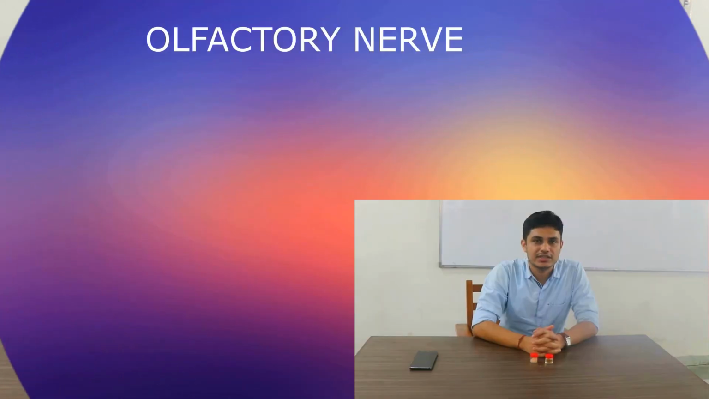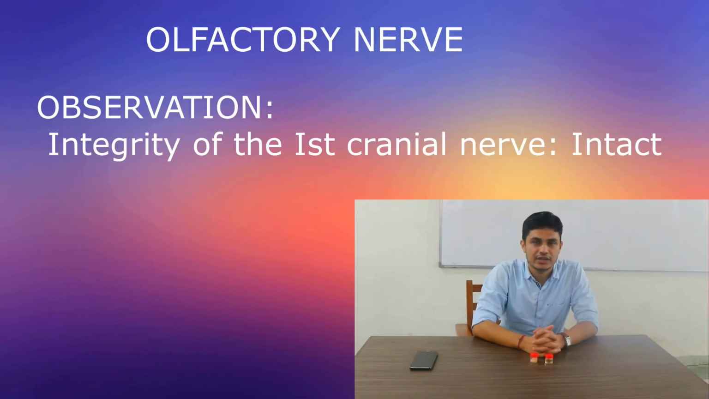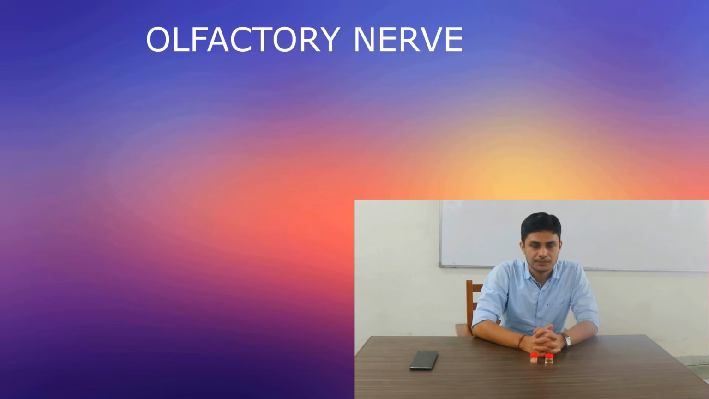Now in this patient can perceive the smell sensation in both the nostrils, right? So you can say the patient can perceive the smell sensation in both nostrils or bilaterally. So that is how you have to carry out this test. After the examination, if you find that the person can smell everything normally, that means you have to write integrity of the first cranial nerve is intact, right?